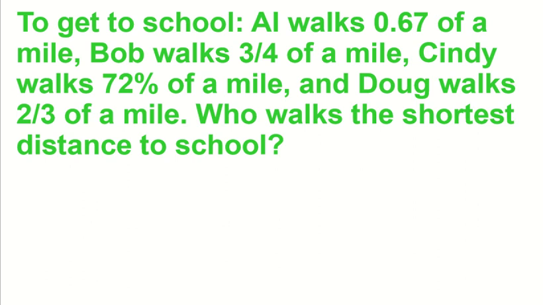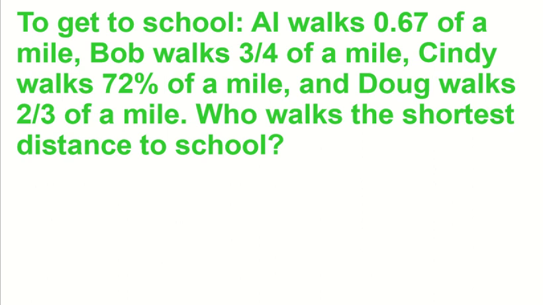So we've got Al, Bob, Cindy, and Doug all walking to get to school. We want to know who walks the shortest distance. What you want to do is compare these, and when you're comparing these, it's easiest if they're all the same thing. So you can see Al is a decimal, Bob and Doug are fractions, Cindy's a percentage. The easiest thing to change these into is decimals. All right, decimals are going to be a little easier to compare.